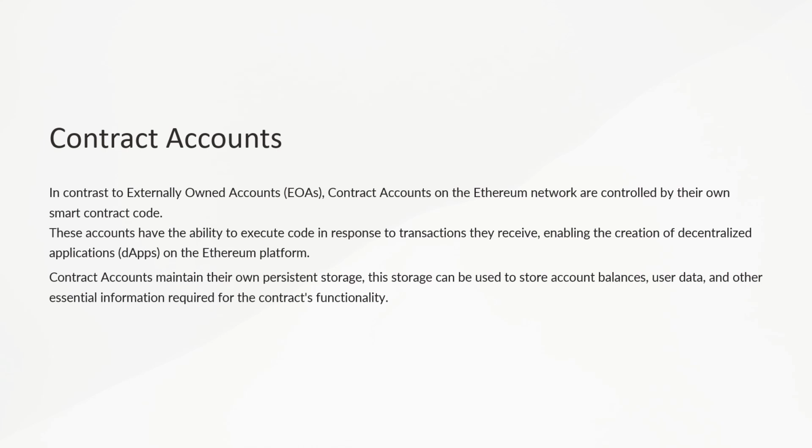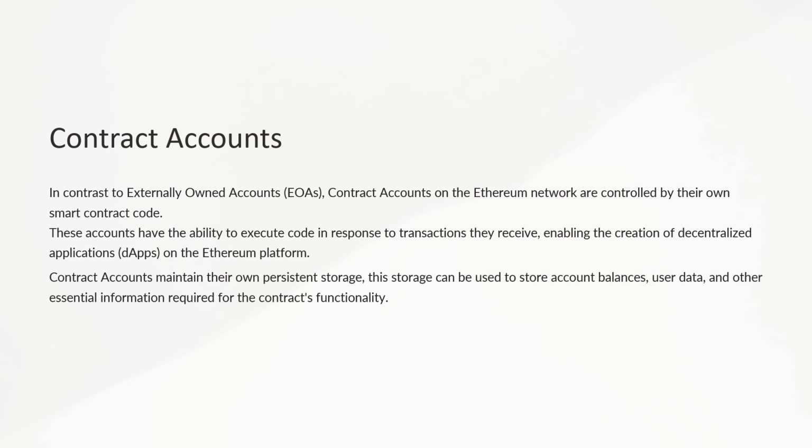Let us understand EOAs and contract accounts through this example. Imagine Ethereum as a bustling city. EOAs are individual citizens who can initiate transactions such as making payments or signing documents. Each citizen has a wallet, which is the balance, and a unique ID, which is the address, and they perform actions by themselves, which is through private keys.